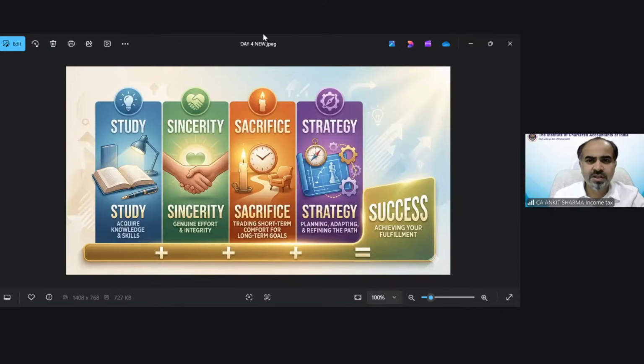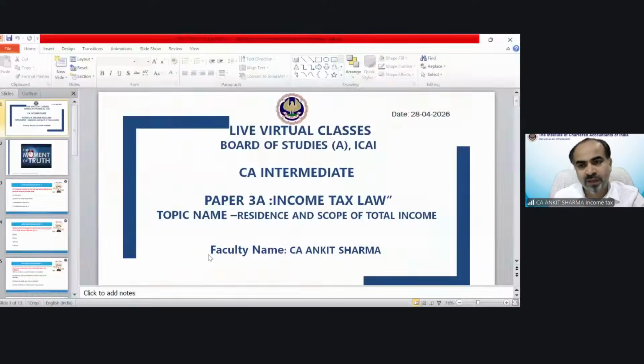Now we are going to discuss the provisions we went through in the last class, with the help of notes. Before that, of course, we are going to discuss some MCQs from residential status one by one. I hope you are ready for these MCQs because you have revised the provisions nicely. So please read the MCQ and then you can send your answers.